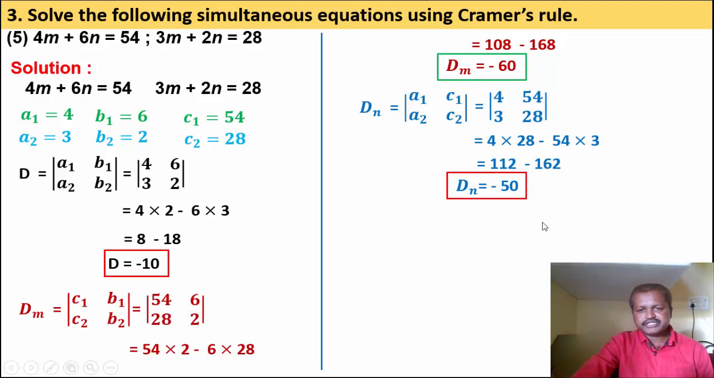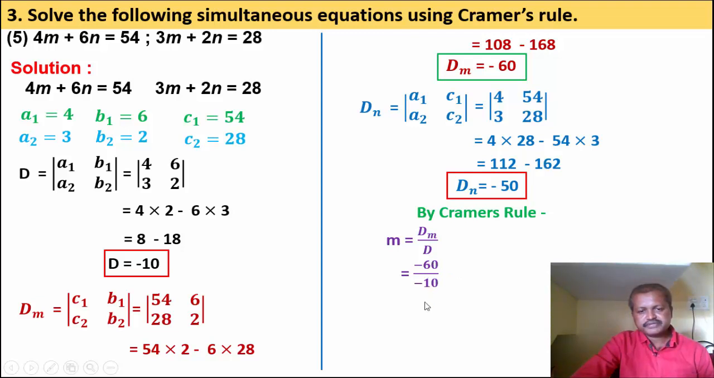Now using Cramer's rule, we calculate value for m. Right here dm upon d. म्हणजे आपण आतापर्यंत x is equal to dx upon d लिहित होतो. आता व्हेरिएबल m असल्यामुळे आपण काय करतोय, m is equal to dm upon d. So right here values, dm is equal to minus 60 and d is equal to minus 10.